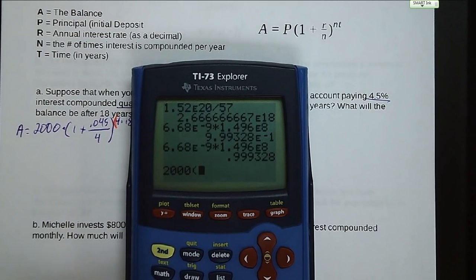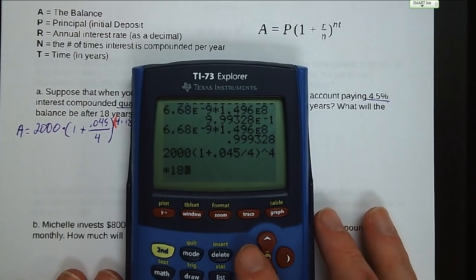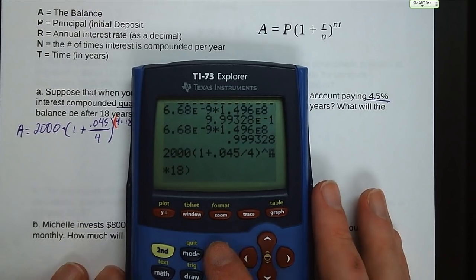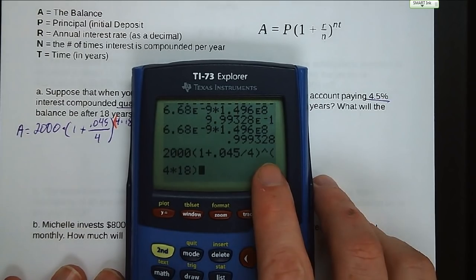So the way I do this is I would type into the calculator 2,000 times 1 plus 0.045 divided by 4, close those parentheses, raise it to the 4 times 18, close the parentheses. Oops, I need parentheses there. Insert parentheses. So your exponent needs to be in parentheses.